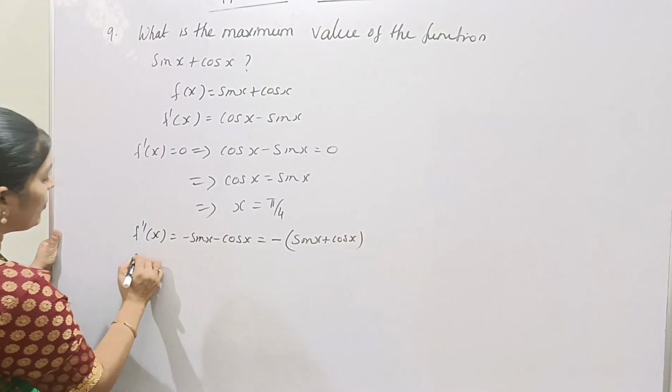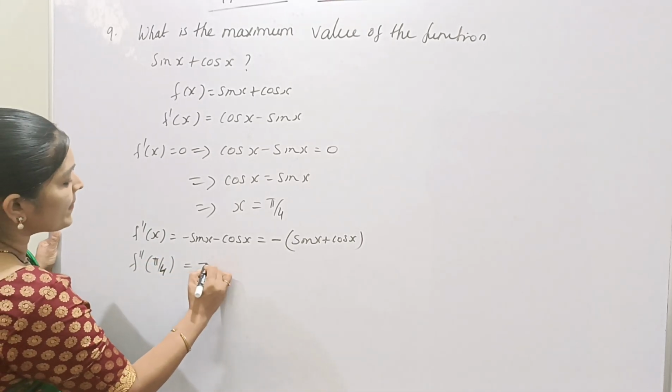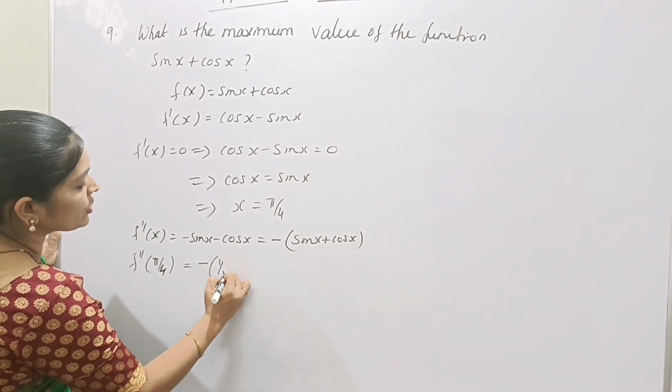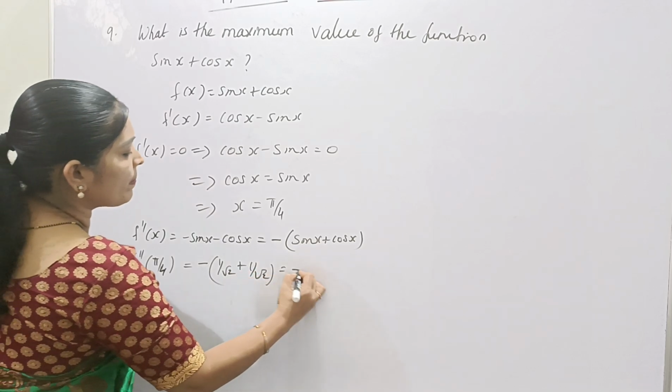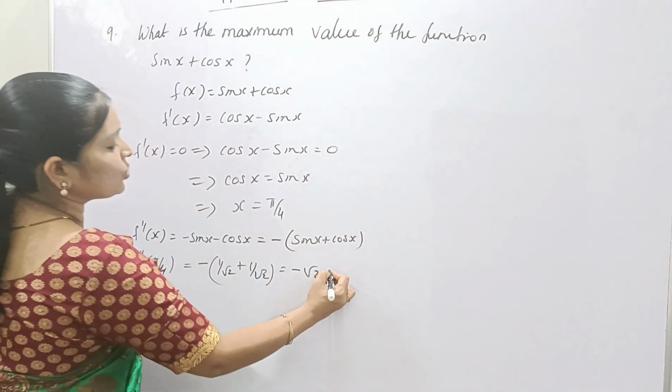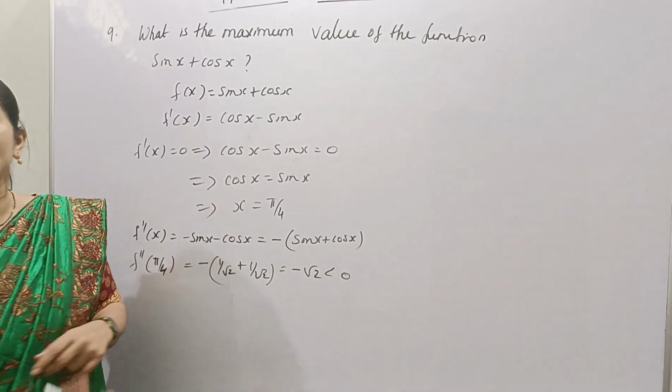Okay, then what is f double dash of pi by 4? That is equal to minus of sin pi by 4, which is 1 by root 2, plus 1 by root 2, that is equal to minus root 2, that is less than 0. Therefore this function has maximum value at x is equal to pi by 4.